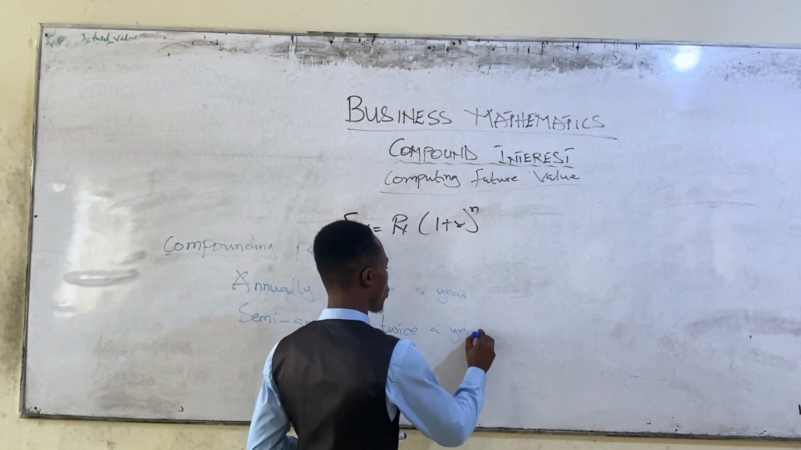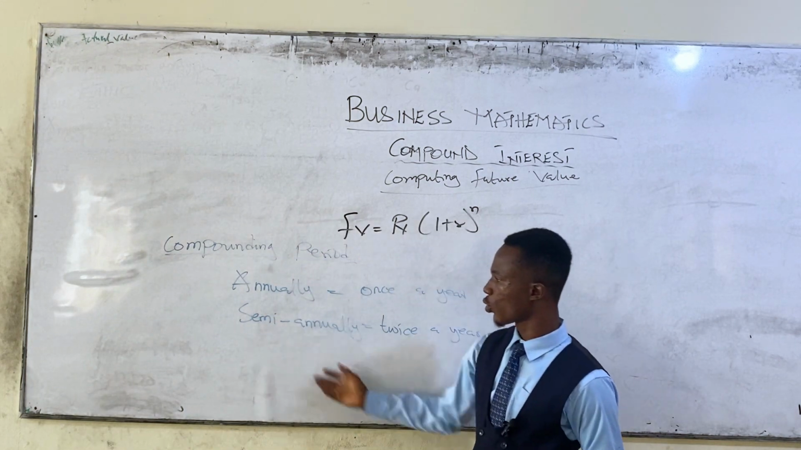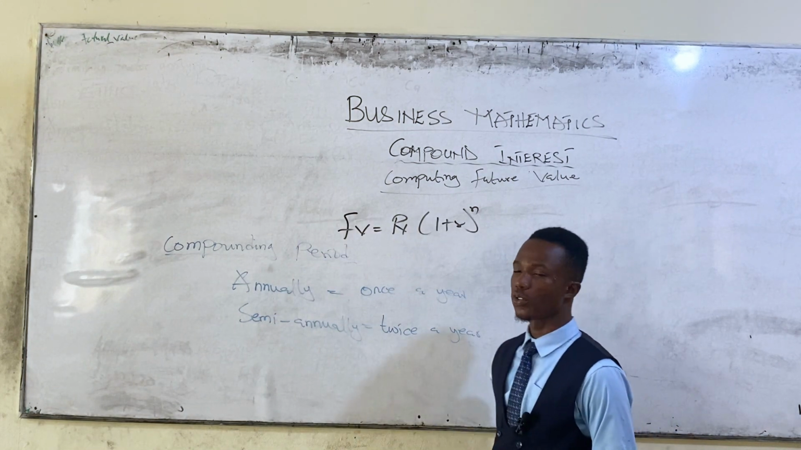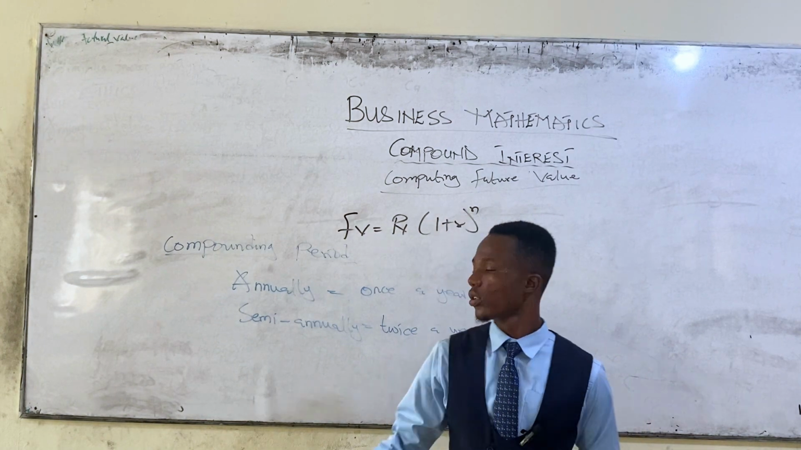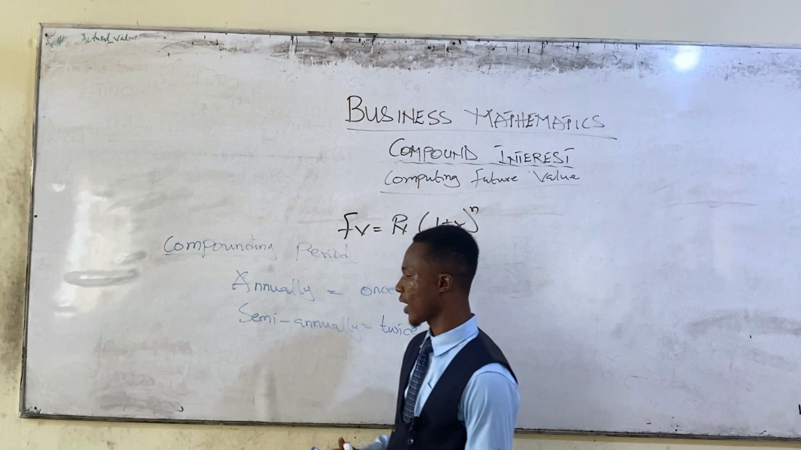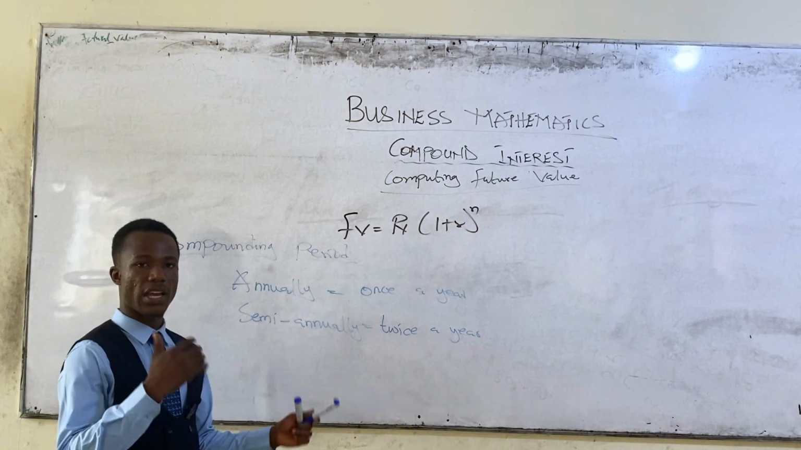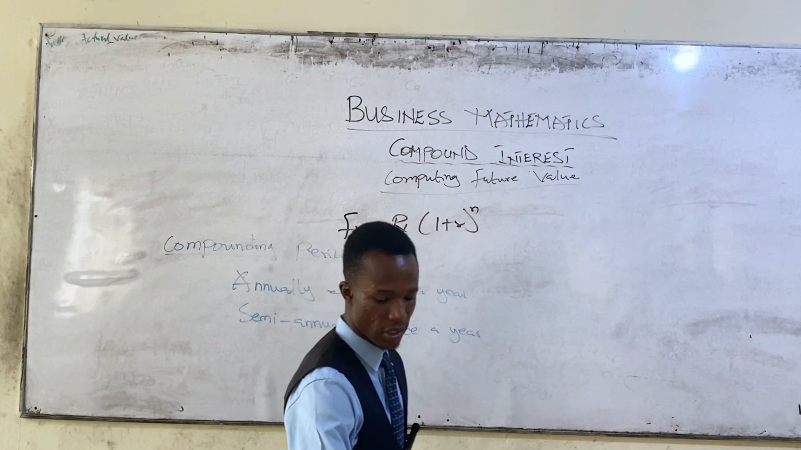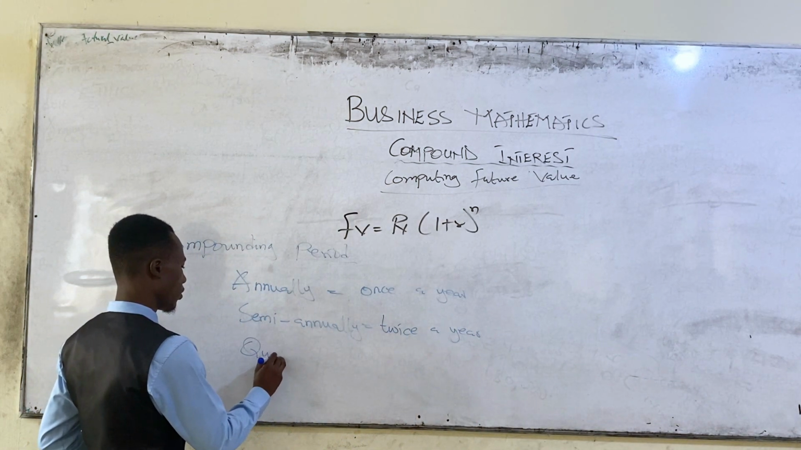So if you give me a loan and I am to compound it semi-annually, I have to calculate the interest for that loan twice a year. That is every 6 months. So if you don't see semi-annually, you see every 6 months. Then we also have quarterly.